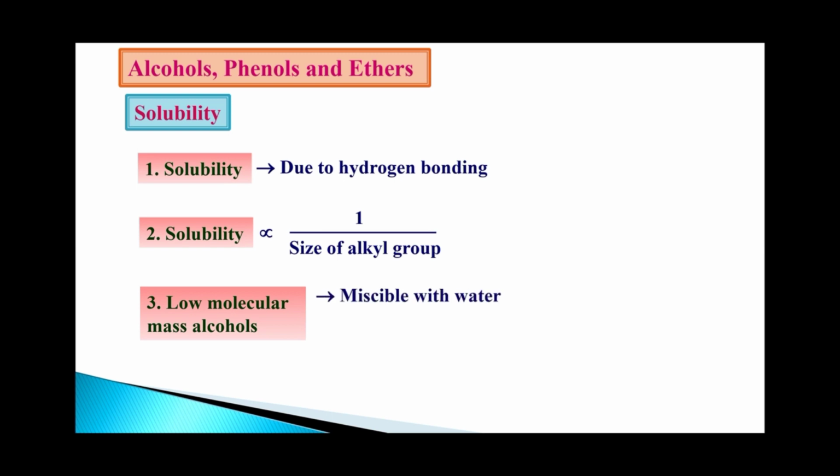That means they are easily miscible with water in all proportions. That is why methanol, ethanol, propanol and butanol are easily miscible with water. As you go to hexanol and so on, the solubility goes on decreasing. Methanol, ethanol, propanol, you can easily see they are already soluble in water. If you mix them with water, you cannot make out two layer separations. They are completely in the same proportion. They form homogeneous mixtures.